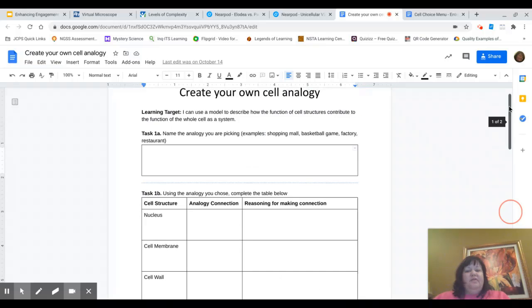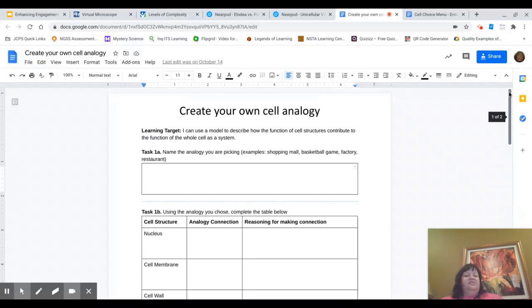Just showing me something of that. So again, just kind of this 3D modeling experience and how these parts work together to make a cell living.